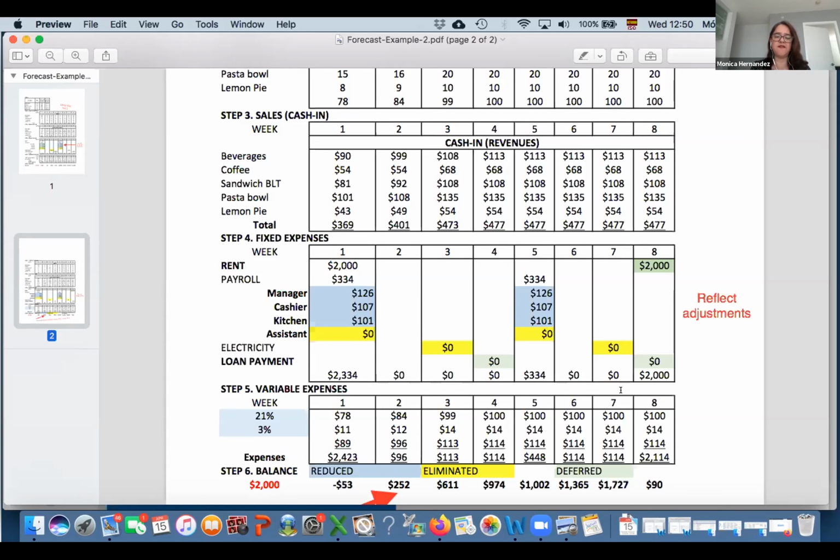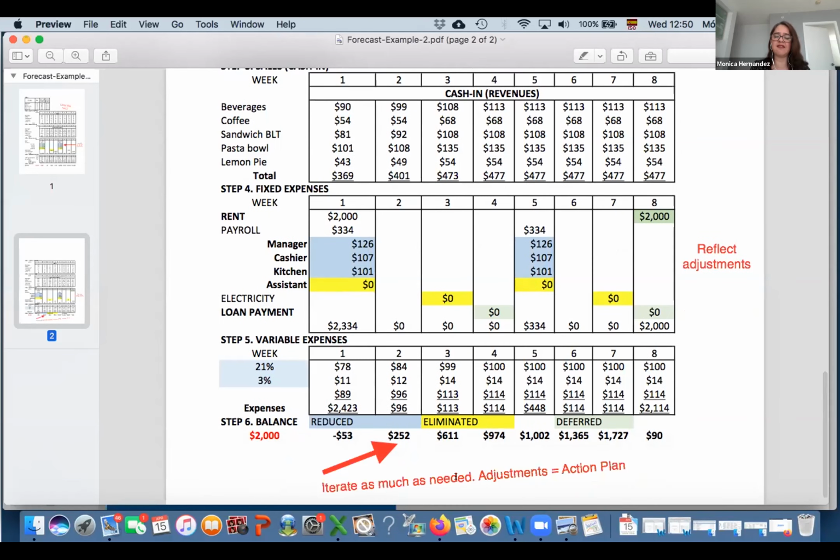So you do exactly the same thing, but as many times as needed to get positive balances. So in this example, only in week 1 we have a slightly negative balance, but the rest of the weeks are already positive. So iterate as much as needed, and list your adjustments because that really means your action plan. So this is very simple, what I wanted to show you, but the idea is that you need to nail all your cash expenses and all your cash inputs for the following weeks so that you can be in control and be able to cope better with the crisis.